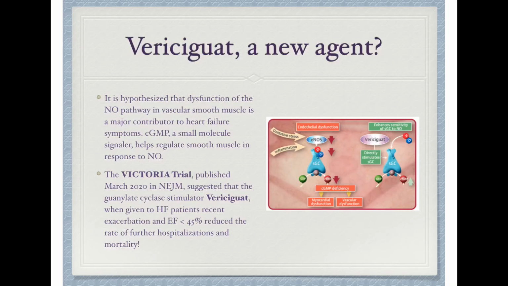In patients with heart failure, they noted, as I said before, a decrease in endogenous nitric oxide production, which leads to myocardial dysfunction and vascular dysfunction. Vericiguat, by directly stimulating guanylate cyclase, increases the levels of cyclic GMP, which help to reverse the vascular dysfunction.